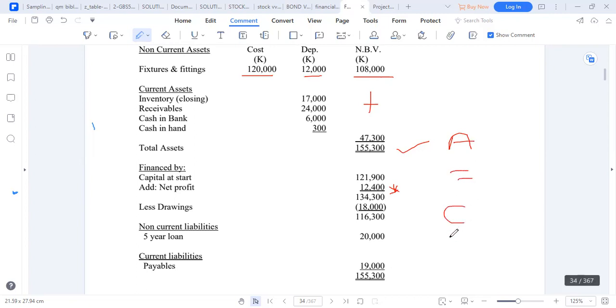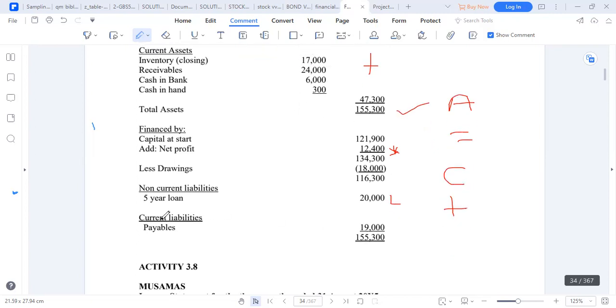So it should be equal to capital plus liabilities. The liabilities will have the long-term liability and the short-term, which are the current liabilities, payables. So when you add these three, the capital plus the long-term and short-term liability, the total here, 155, should be the balancing figure. Same here, 155. So this is how we do the balance sheet.